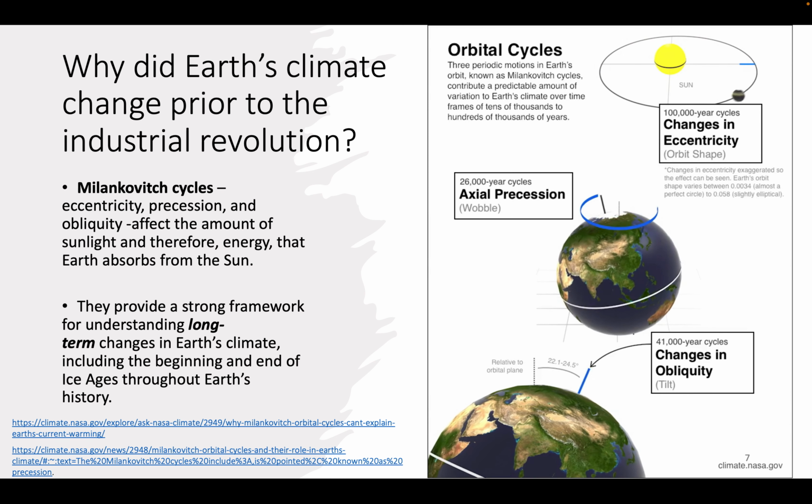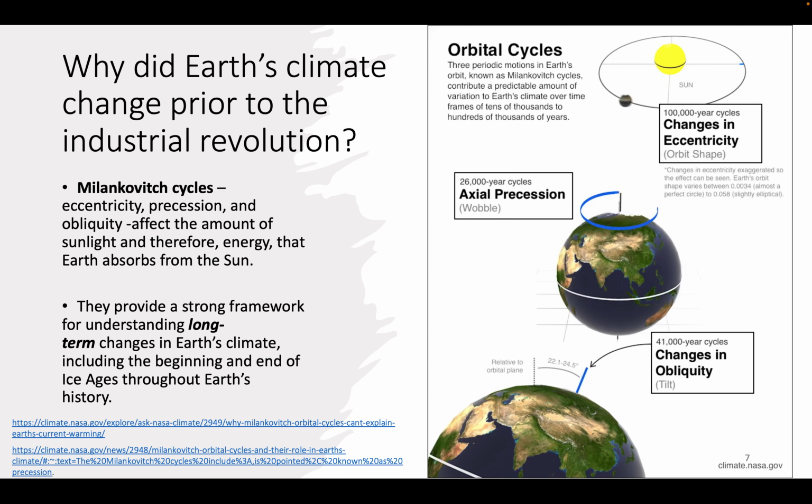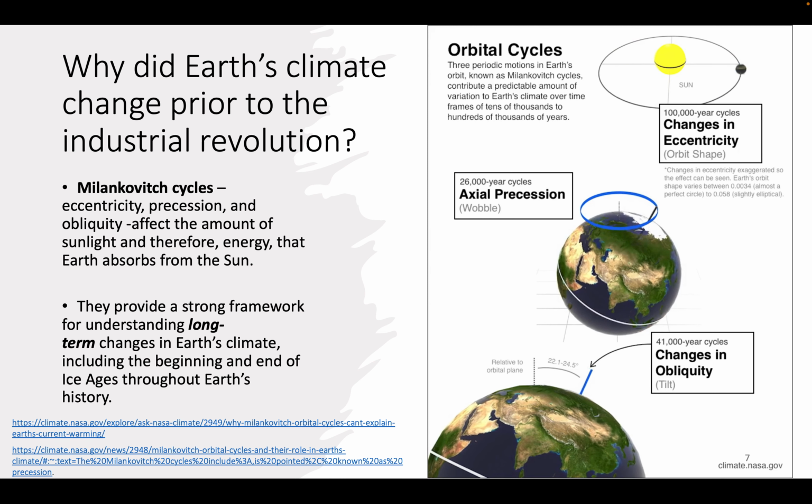Axial precession makes seasonal contrasts more extreme in one hemisphere and less extreme in the other. Currently, Earth is closest to the Sun during winter in the northern hemisphere and summer in the southern hemisphere. This makes the southern hemisphere summers hotter and moderates northern hemisphere seasonal variations.